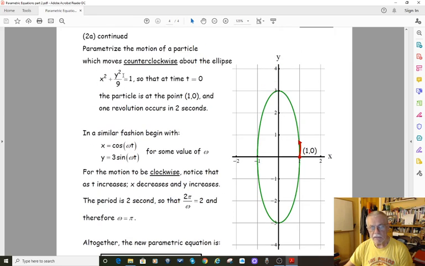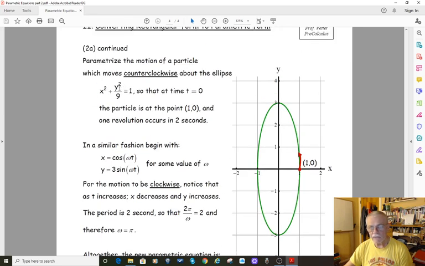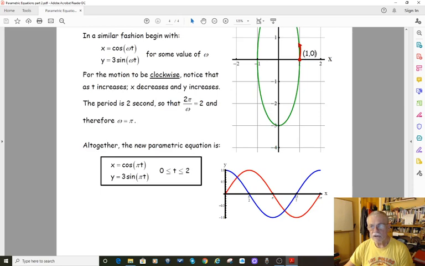This is the elliptical path right here: x squared plus y squared over 9 equals 1. Starting at t equals 0 at 1, 0 and going counterclockwise. Also notice that the interval is from 0 to 2 because we have a 2-second period.